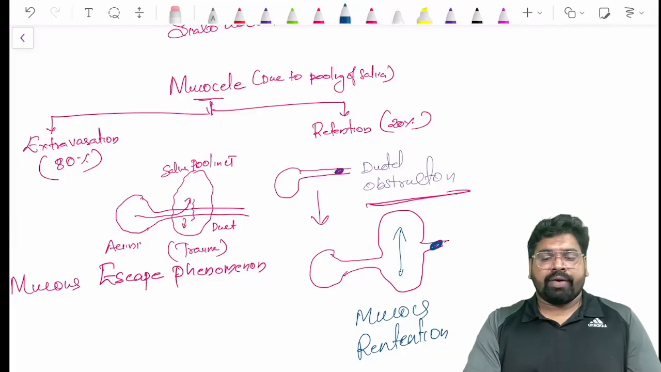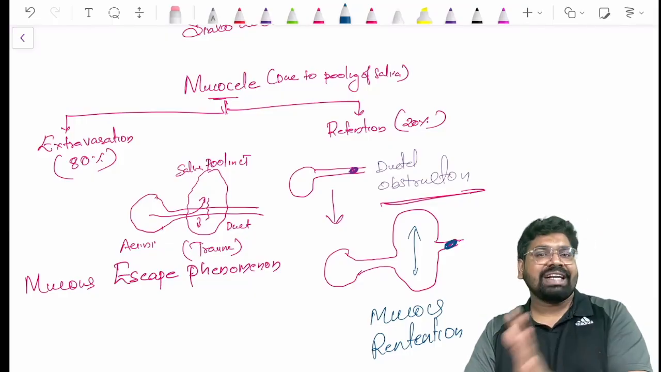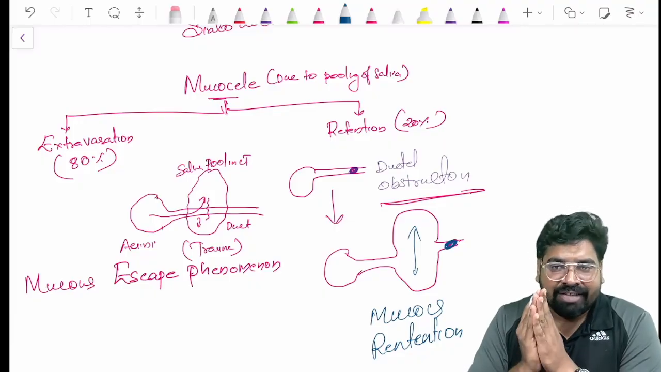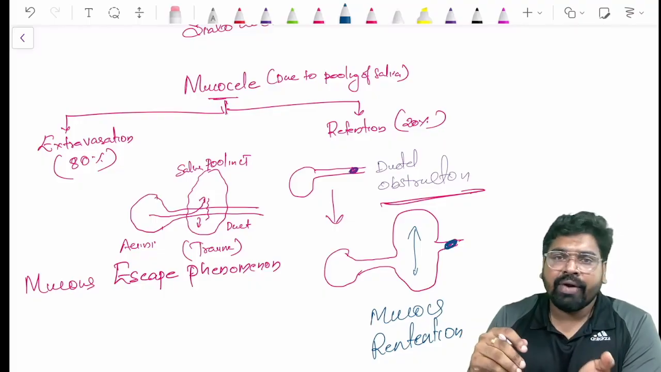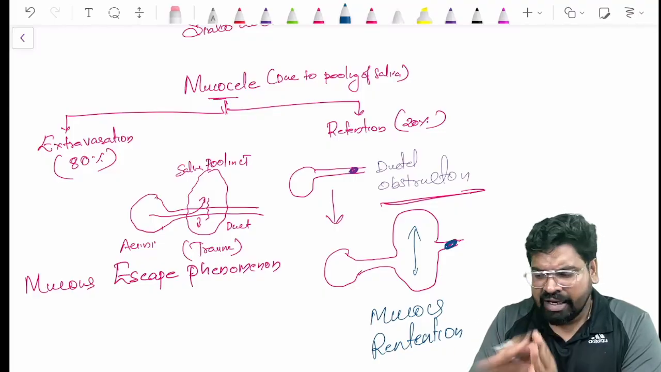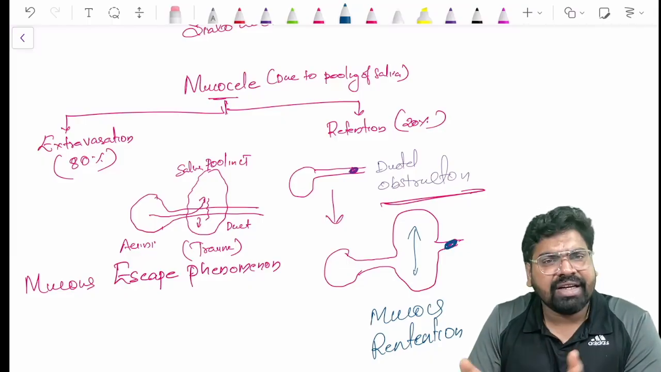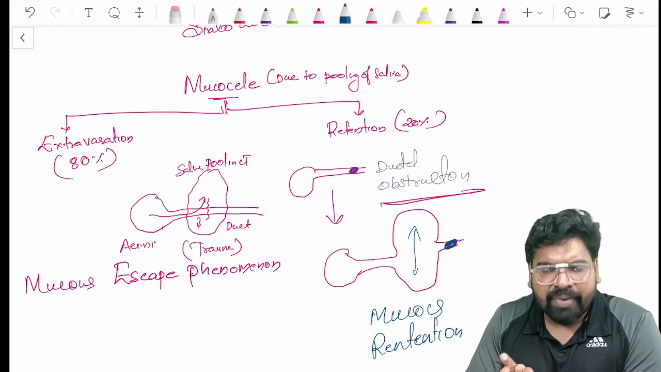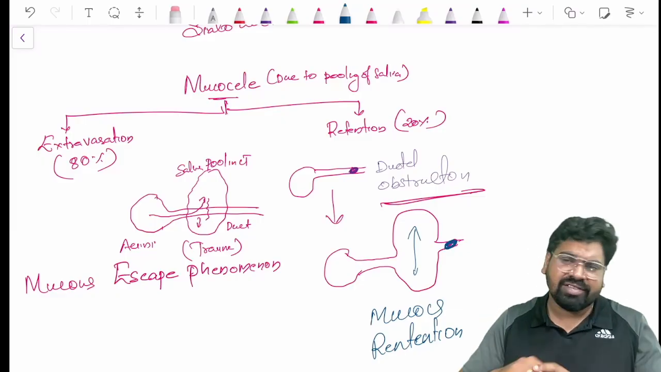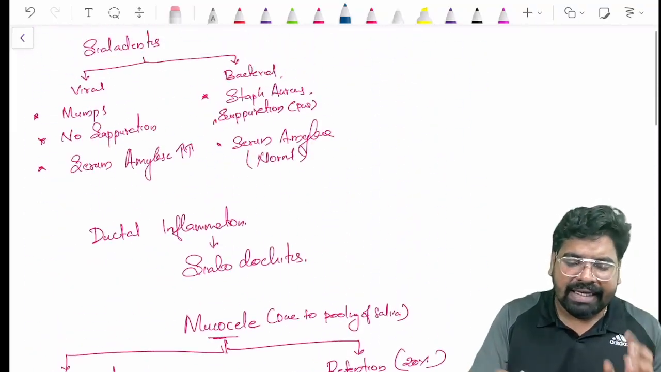So mucocele can be either mucus extravasation phenomenon or mucus retention phenomenon. If there is a break in the duct and it is escaping out, that is extravasation, and if it is a sialolith, a stone or some blockade in the duct, it is mucus retention. Mostly it is extravasation, and we consider mucocele as a pseudocyst, because there is no lining. It is just mucus pooling in the connective tissue. So that is the concept of mucocele.